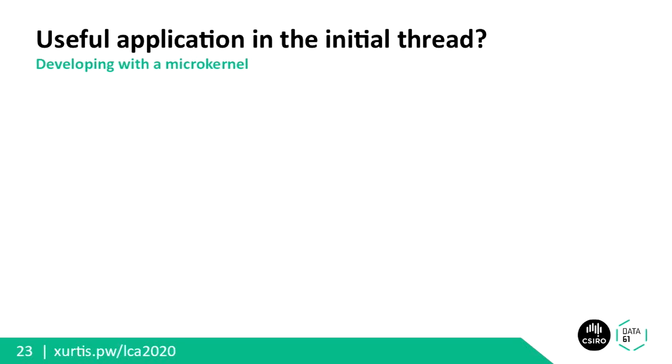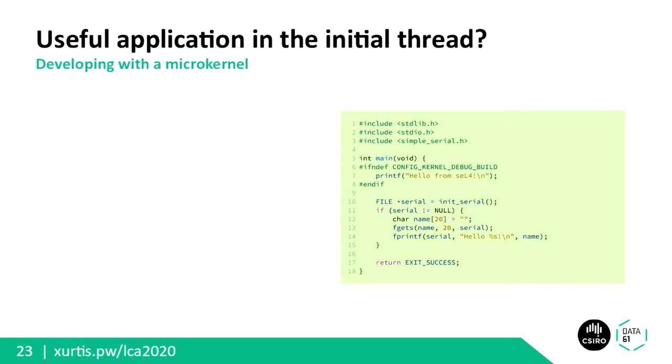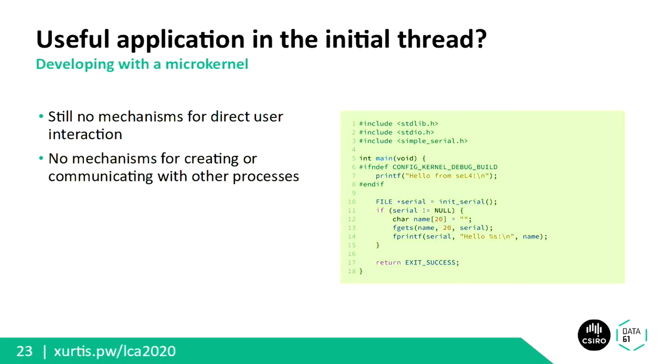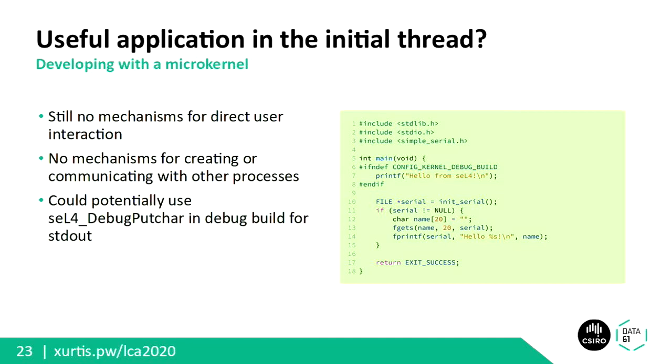Could we write a useful application just using runtime mechanisms on this initial thread? Not really. As we still don't have mechanisms to directly interact with the user or the outside world, there's not a lot that we could offload to the runtime. We have no mechanisms for creating or communicating with other processes.